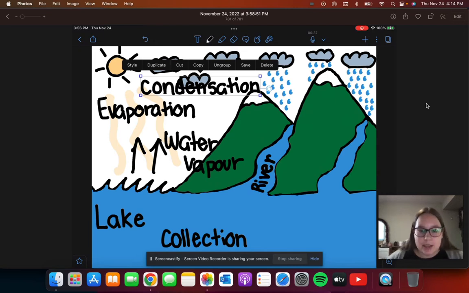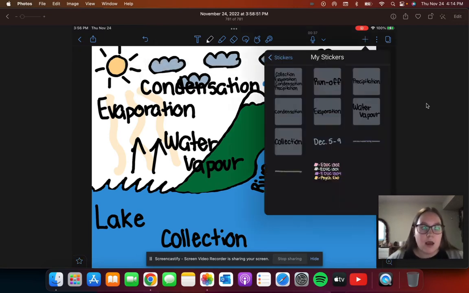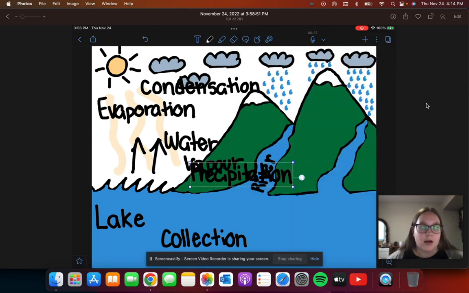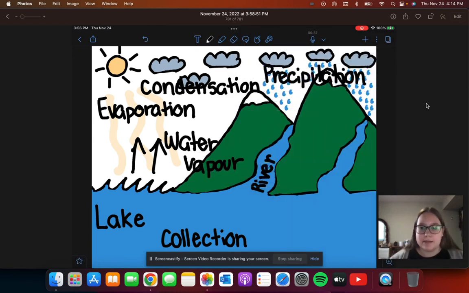So during precipitation, our condensed water vapor falls back to the ground, and precipitation can be snow or rain or hail or sleet. For example, in the winter, our precipitation is snow, and in the summertime, we get rain for our precipitation. And when we get thunderstorms, we sometimes even get hail.